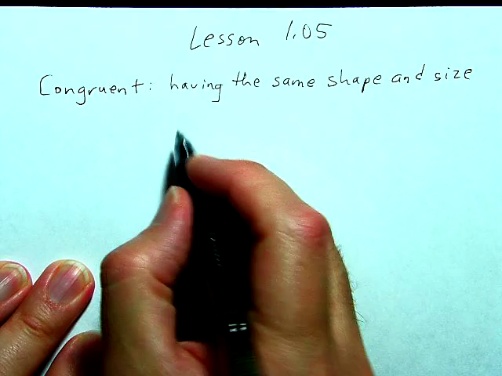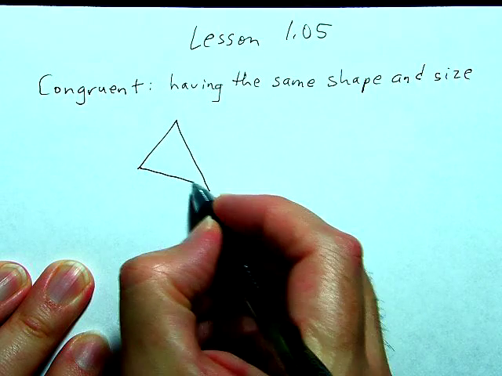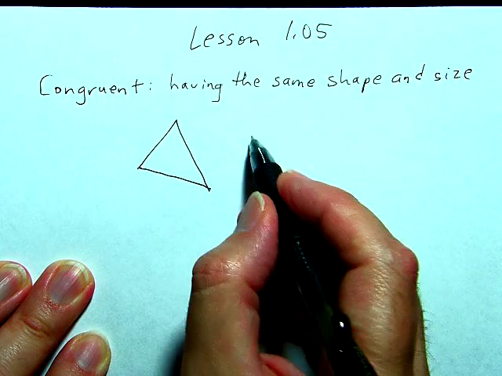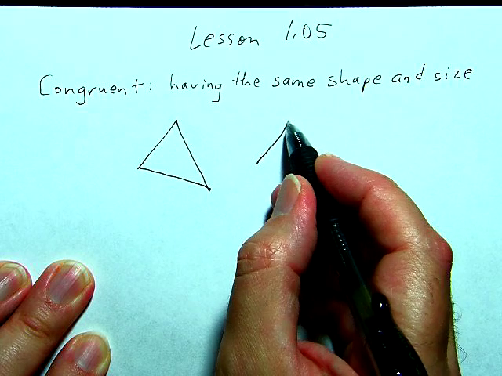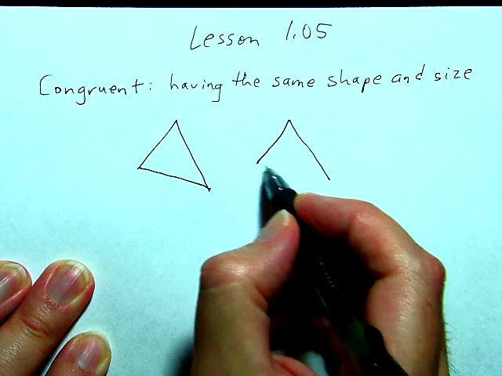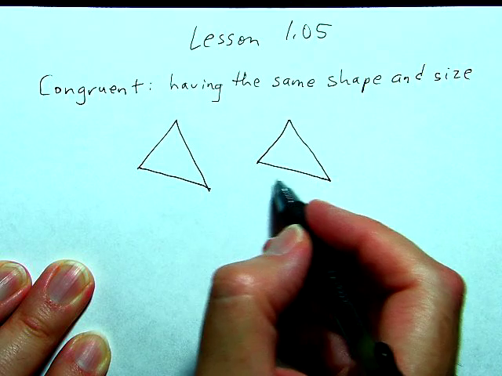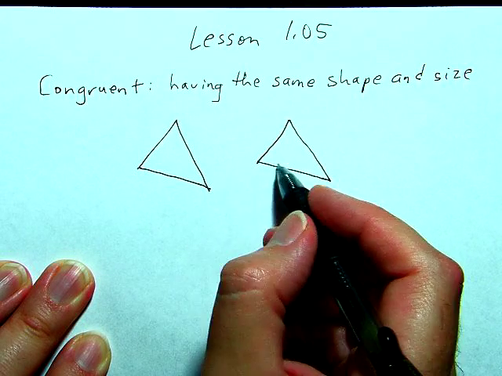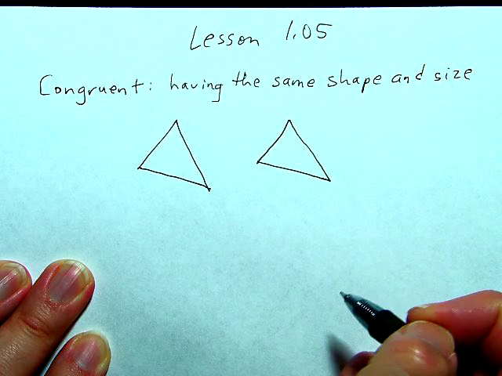So for example, just to show you something that you'll be learning at some point about triangles, this triangle, I'm going to try to draw a second triangle exactly the same. I already kind of made that line a little wavy, but you can get the idea. If these two triangles were exactly the same shape and size, they would be congruent.